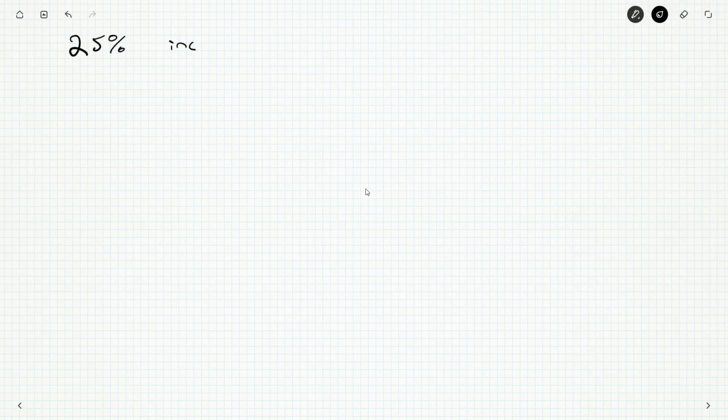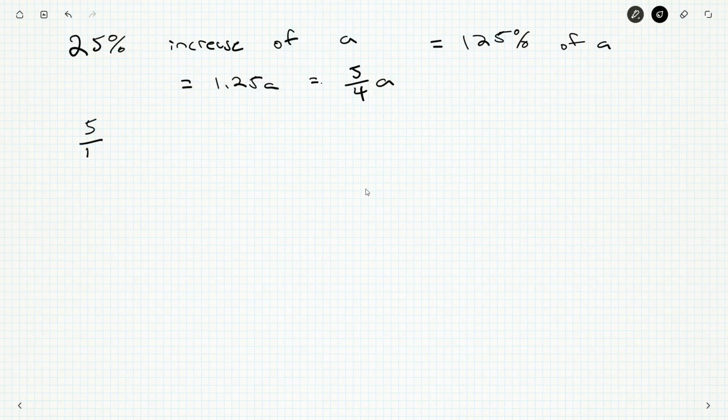A 25% increase of a is the same as 125%, because we keep the 100%, all of a, and then we add on 25% more, so it's 125% of a. That's the same as 1.25 of a, and maybe we want to write that as a fraction, 5/4 of a. All of a plus an extra little quarter of a. And so we want 5/4 a to be strictly greater than. They bother to mention that. They don't want a greater than or equal sign. There's probably a way to trip people up with that. They want greater than.